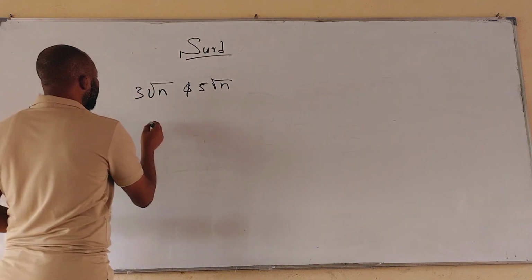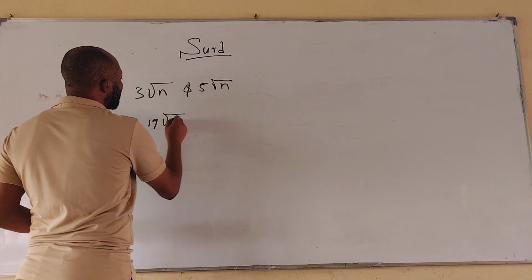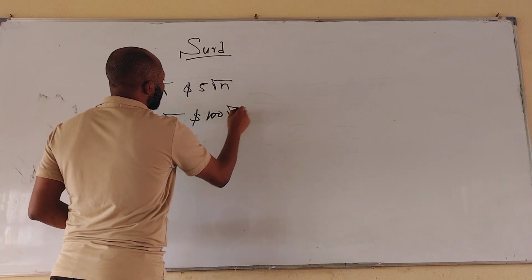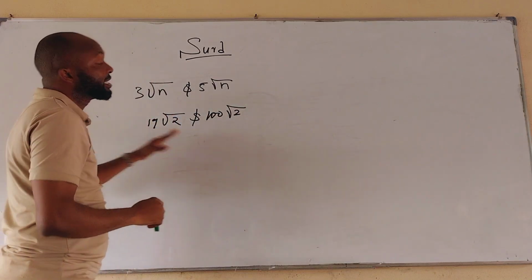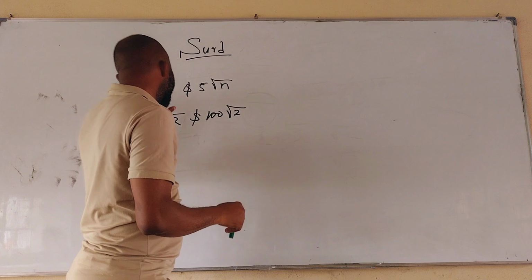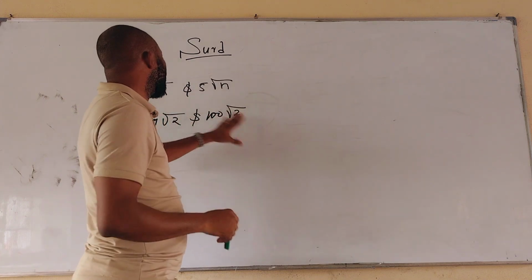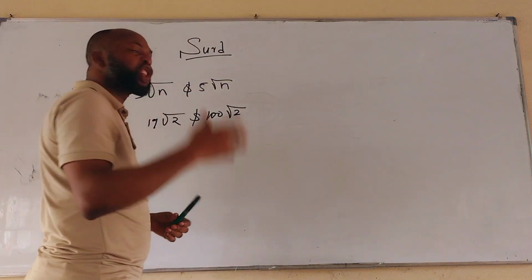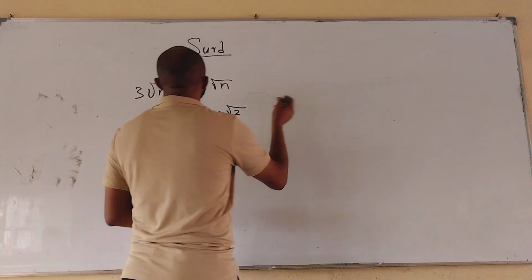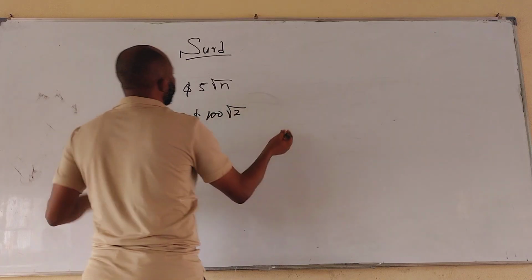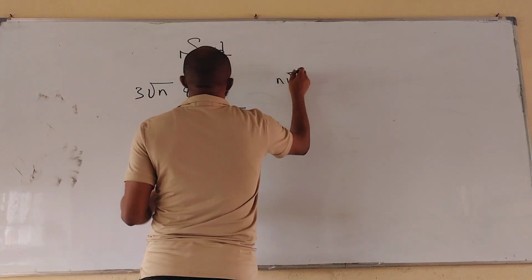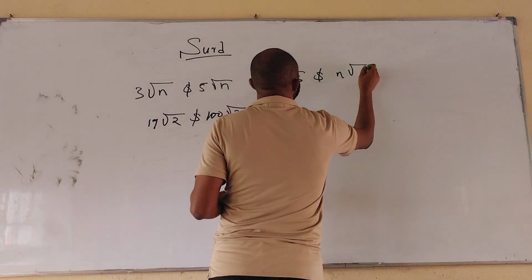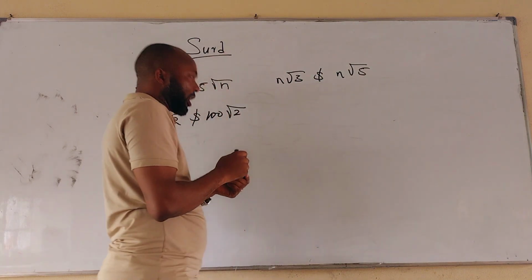If I have 19 root 2 and 100 root 2, these two surds are similar because they have variables inside the root that are the same. But those surds that are not similar definitely have variables that are not the same. For example, n root 3 and, let's call it, n root 5. These two surds are not similar.